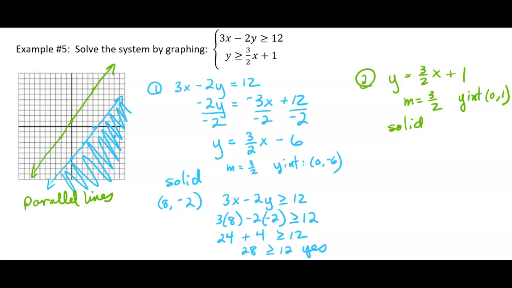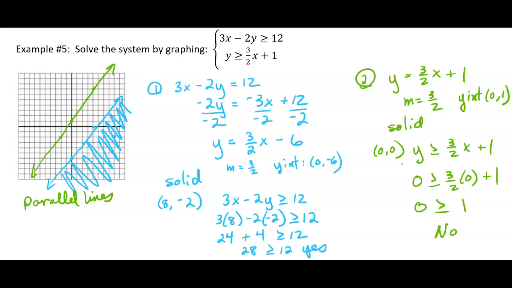So I'm going to pick the origin this time. Why didn't I pick 8, -2? I'm just going back to old habits, picking the origin. So use the inequality. Y is greater than or equal to 3/2 x plus 1. Put in a 0 for y, a 0 for x. So I get 0 is greater than or equal to 1. 0 is greater than 1? No. Okay, so not where 0, 0 is, not where the origin is, not there. The other side, so over here.